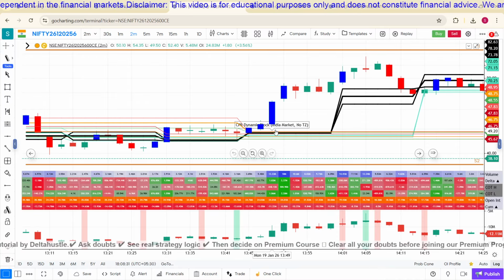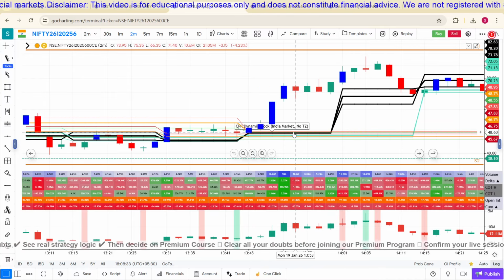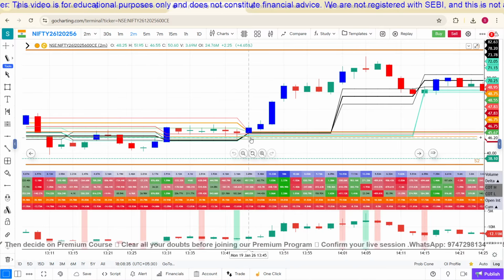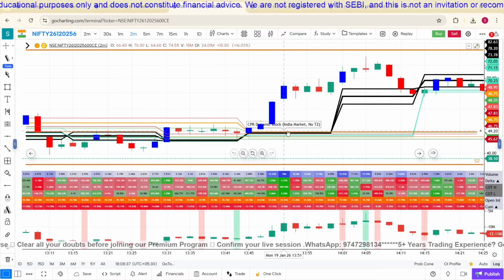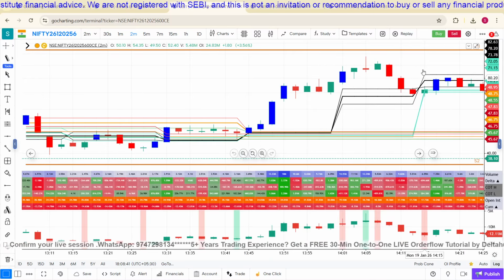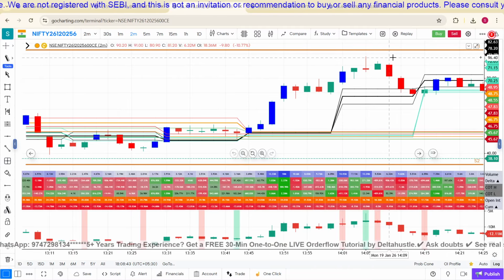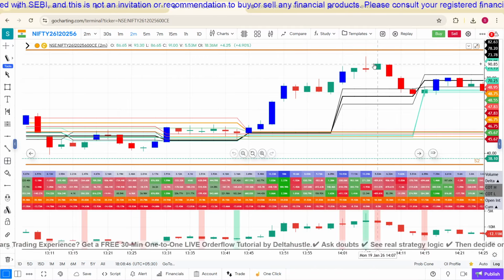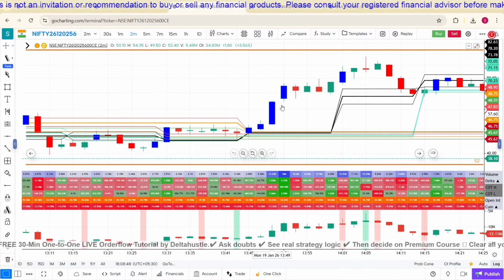And here you see 90 minutes CPR, 50 minutes CPR, and 30 minutes CPR all are narrow here. And this is a correct breakout. 52 and it has gone up to 96. Some 40 points gone up. 80% return.